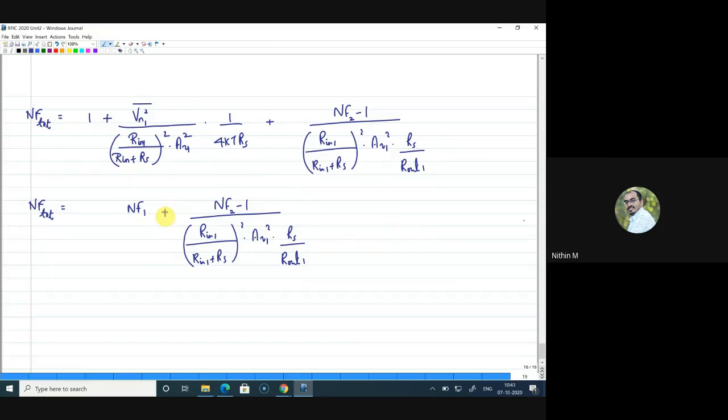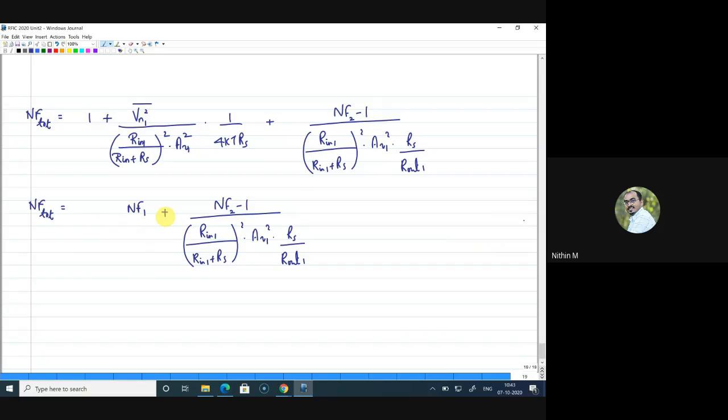NF1 plus this term, NF2 minus 1 divided by R in 1 divided by R in 1 plus Rs the whole square into AV1 square into Rs by R out 1, right. So when you compare with the previous expression, this is a little more compact. Now one more thing I can find here.